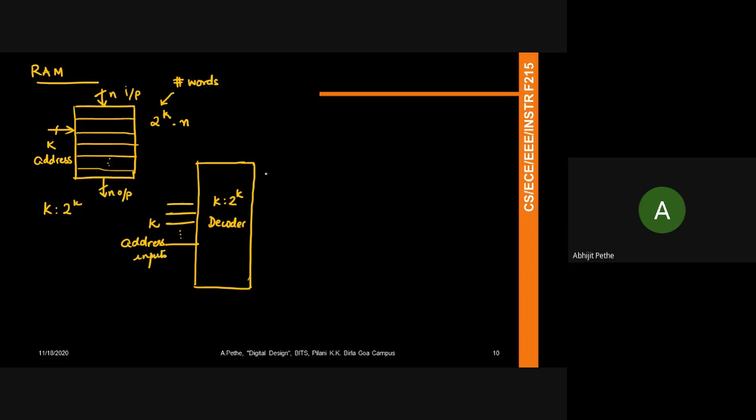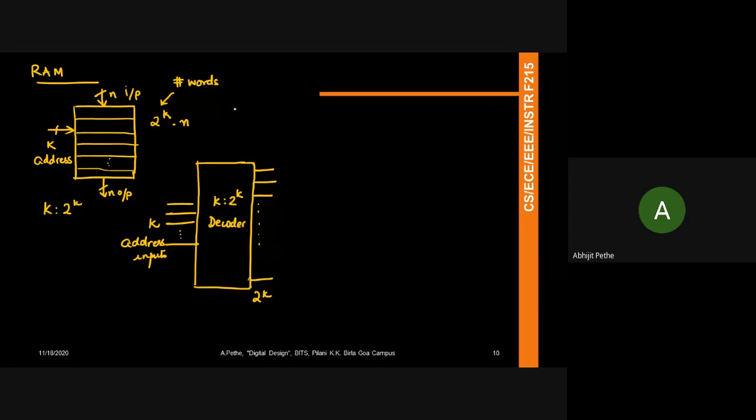And you have 2 to the power of k outputs. Right? If I think of this as an active high decoder, it means that every time an address shows up on this input, one of the lines at the output of the decoder goes high, right? So that line can now be connected to a particular word. So let's now use a 3-bit word.